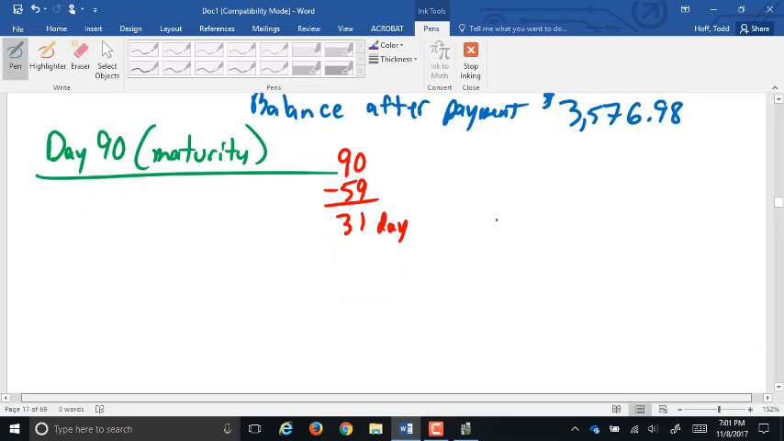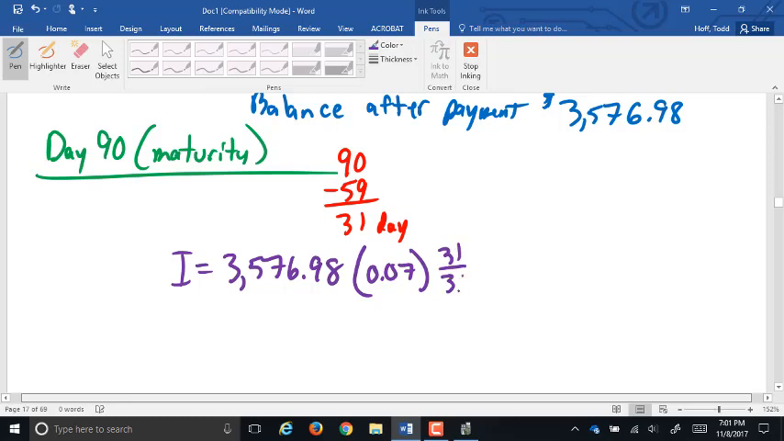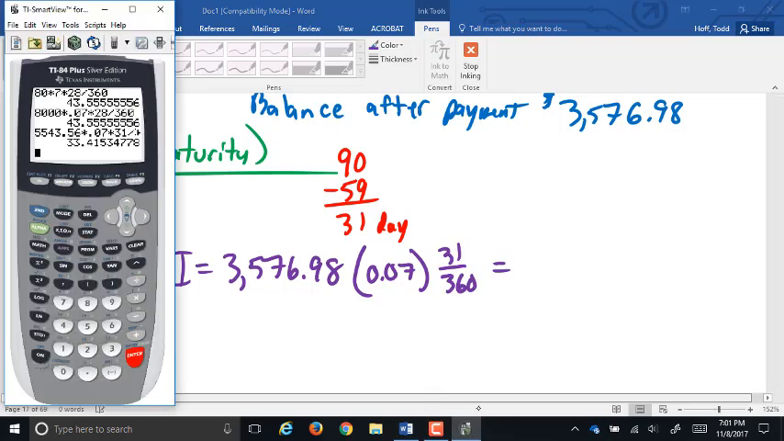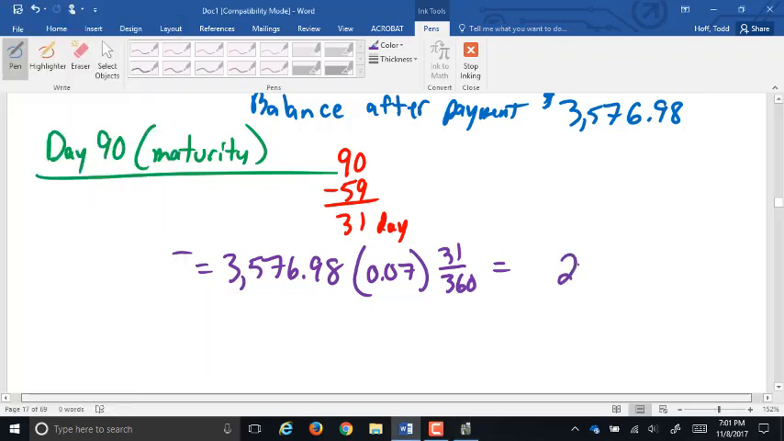What's our interest formula? I'll give you the 31 over 360 then, right? So that gives us $3,576.98 times my interest of 0.07, that's my rate, times 31 divided by 360. We get $21.56.